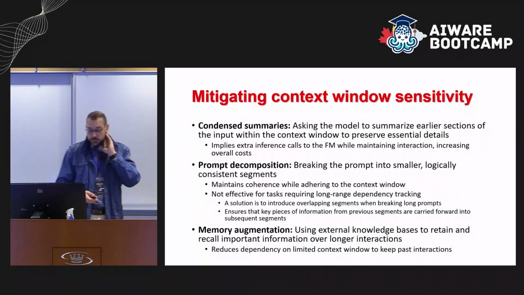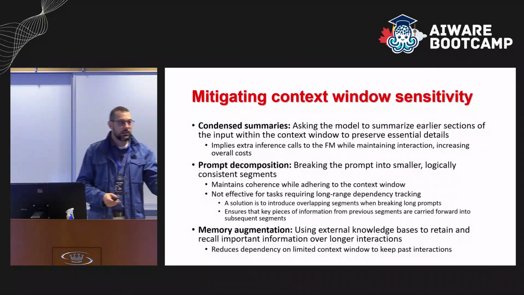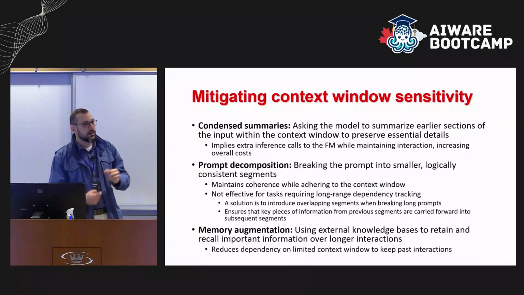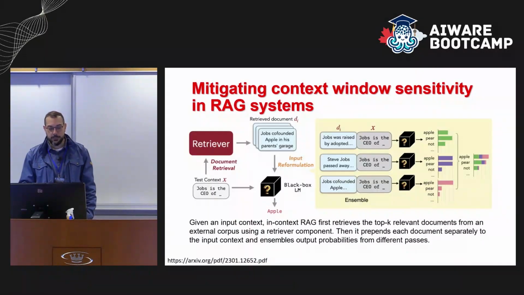And you can always use memory augmentation. You just record parts of the prompt in an external memory, and you pull them back in when necessary. These are ways of mitigating this context window sensitivity.